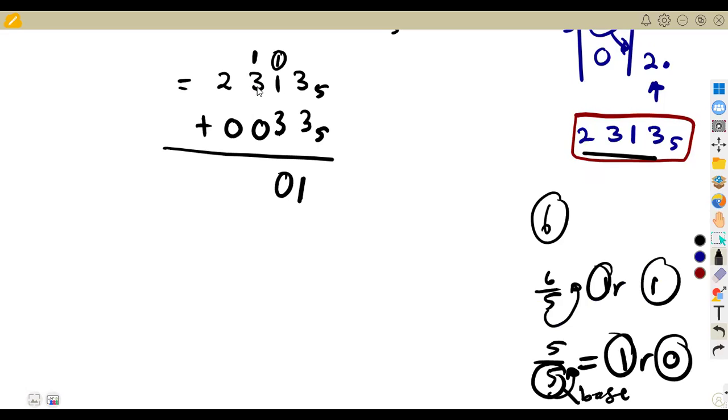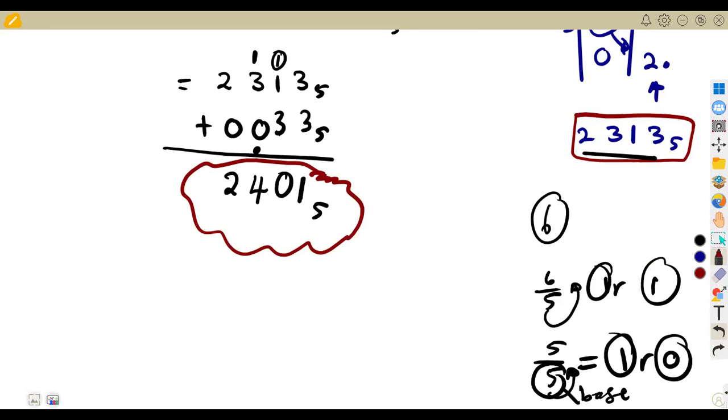1 plus 3, that is a 4, plus a 0, that's a 4. It is less than the base of 5, so it means we are going to write that 4. We only divide if the number is bigger than the base. 2 plus a 0 there, that's a 2, in the base of 5. So this is going to be 2, 4, 0, 1 in base 5.